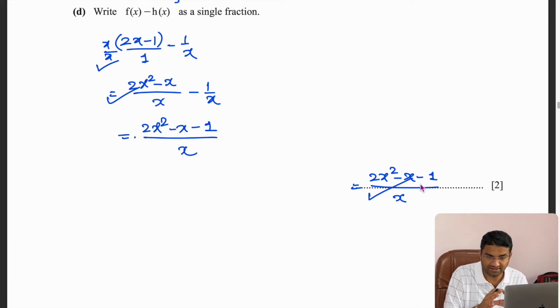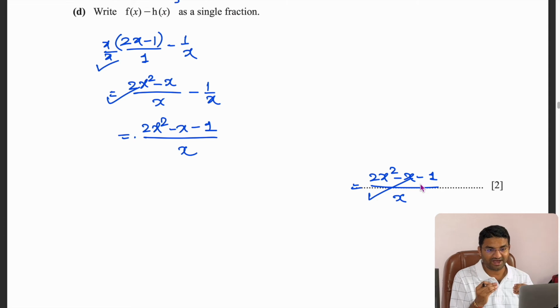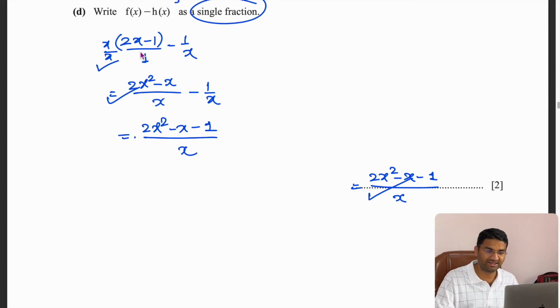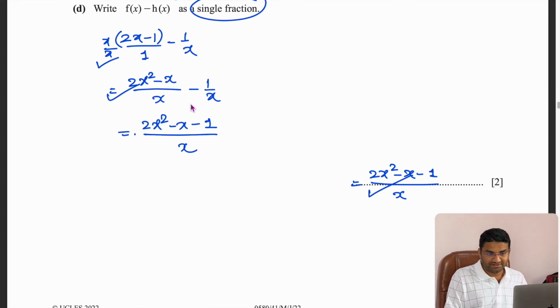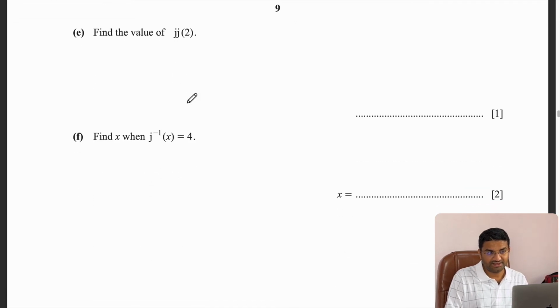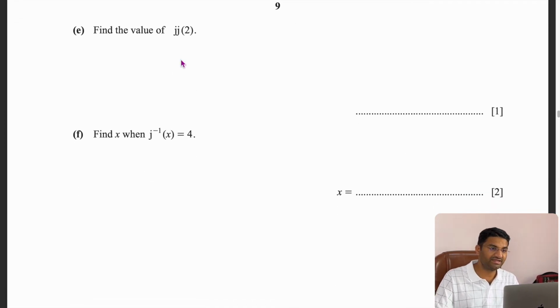So you must know the tricks, or you must know the basic concepts. That's how easy it is. If you know the basics, then you can solve them quickly. Otherwise you will think about what we have to do and how to write down the single fraction and things like that. Getting it?